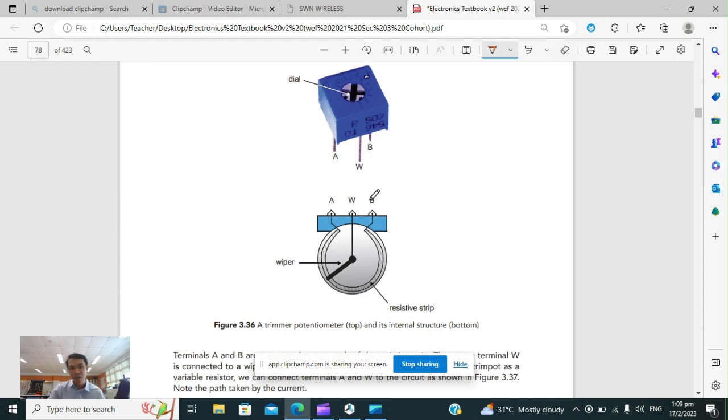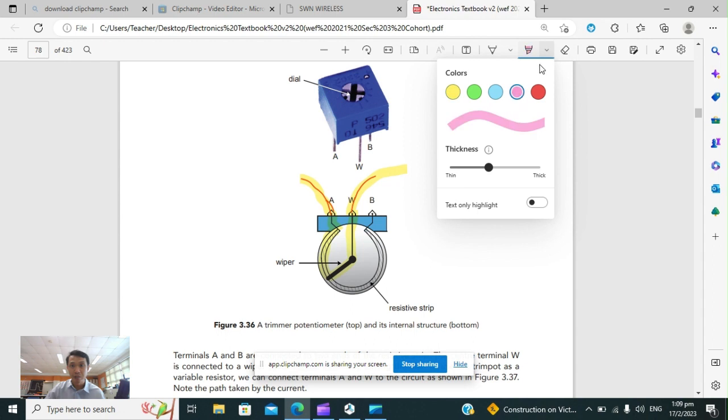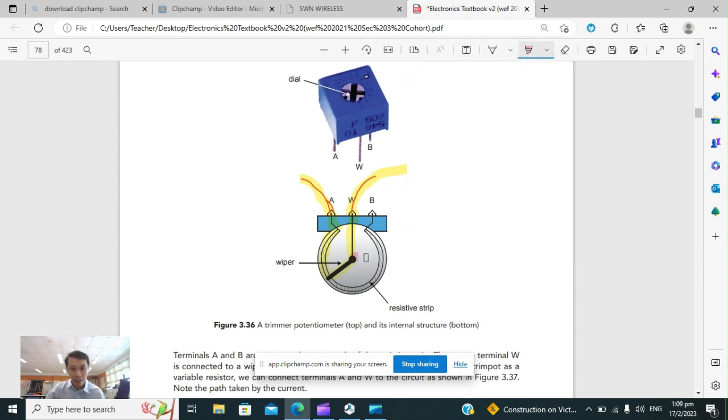Next, you can either choose to connect A or B. So let's say I connect A and I connect the wiper. Okay, and this is what it looks like. The current comes here, goes through the resistive strip, meets the wiper, goes up the wiper, and through to the rest of the circuit.